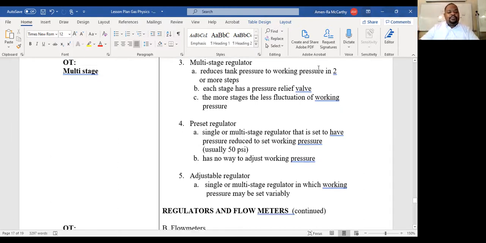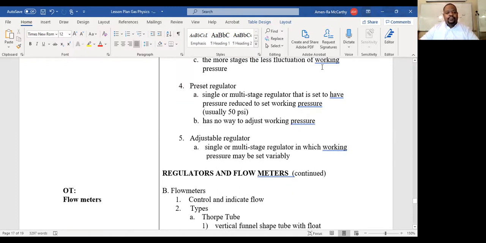Then you have what's called the preset regulator. The preset regulator is a single or multi-stage that is set to have pressure reduced to a set working pressure. Now that's usually 50 PSI, that's usually what they are.